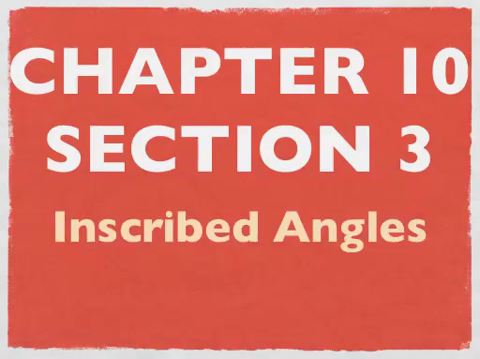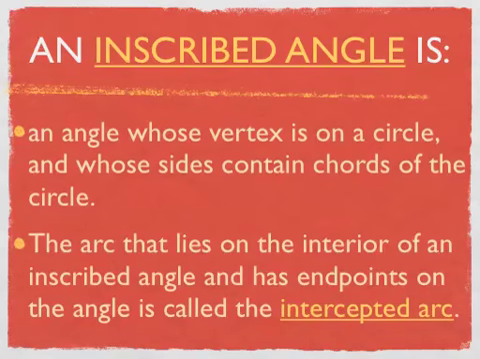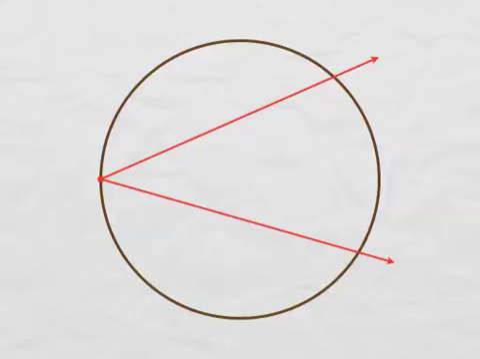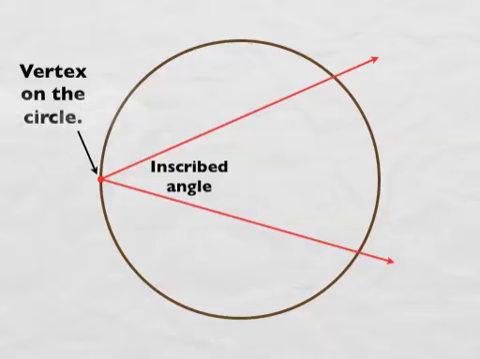Chapter 10, Section 3, Inscribed Angles. An inscribed angle is an angle whose vertex is on a circle and whose sides contain chords of the circle. The arc that lies on the interior of an inscribed angle and has endpoints on the angle is called the intercepted arc. In this circle, I have an inscribed angle. It is an inscribed angle because the vertex is on the circle.